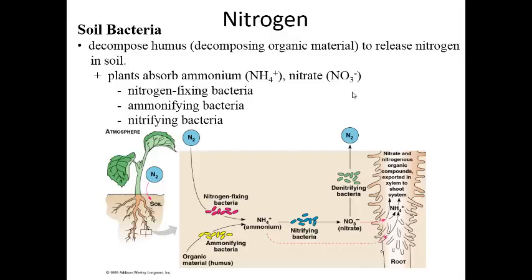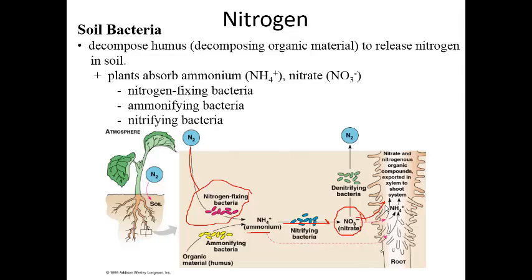Plants obtain nitrogen in the form of nitrates and ammonium from the soil. In order to obtain nitrates and ammonium, plants rely on bacteria that live in the soil. Here we see the two types of bacteria. One is nitrogen-fixing bacteria. They take in atmospheric nitrogen and convert that atmospheric nitrogen into ammonium. There's then a second group of bacteria in the soil called nitrifying bacteria that convert the ammonium into nitrates. Plants can then take in the nitrates through their roots.